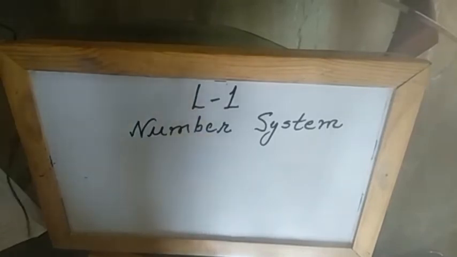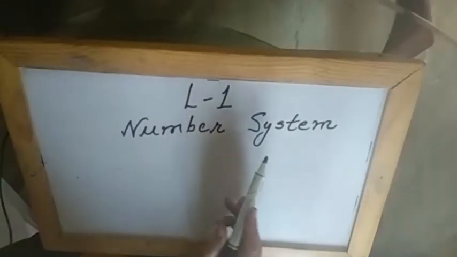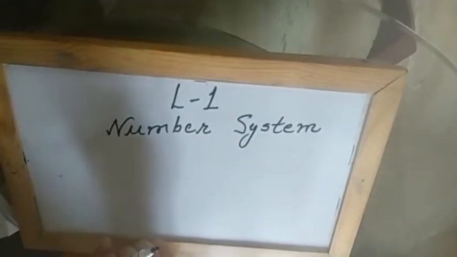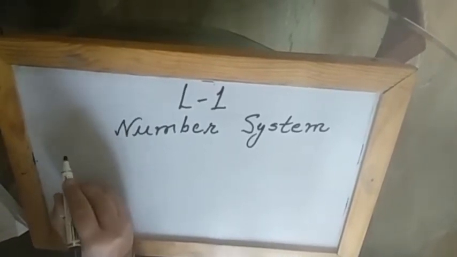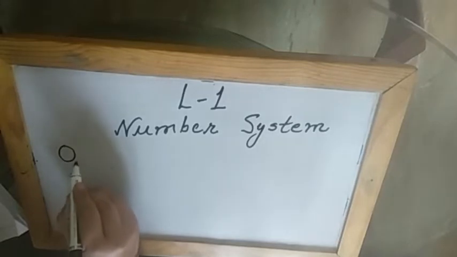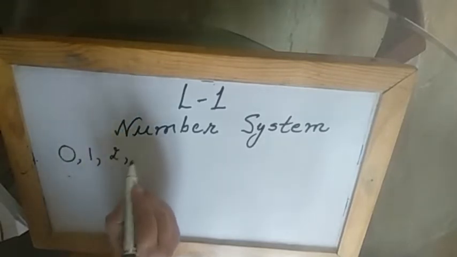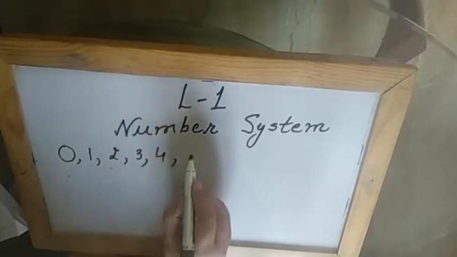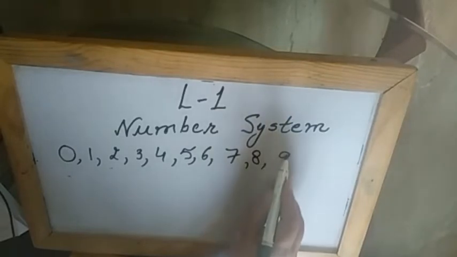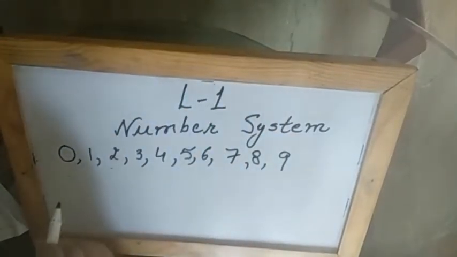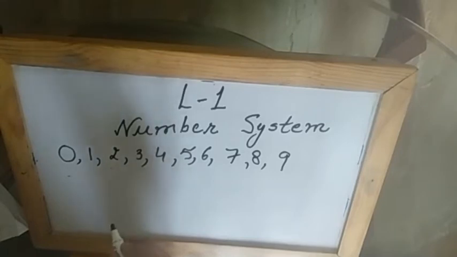Students, we will start with the first chapter, number system. As you know, numbers play an important role in our life. So we have studied about the counting numbers in primary classes. There are 10 symbols that we use in writing numbers. They are 0, 1, 2, 3, 4, 5, 6, 7, 8 and 9. So all the numbers are formed by using these symbols only.